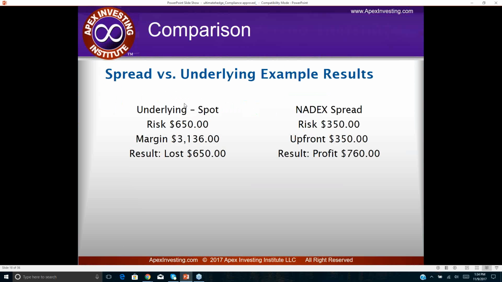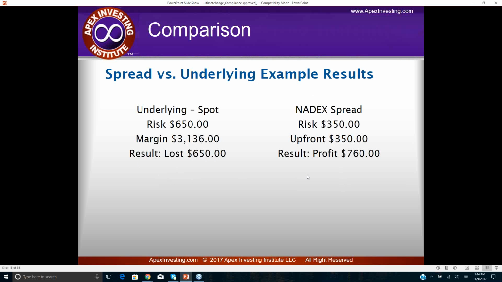How much money did I have to put up in margin to get into that spot Forex trade? I had to put up over $3,100 to get into that trade for Forex. On the Nadex spread, I only had to put up $350. Okay. And what was my result on those two examples? I had my stop loss set for my spot Forex, and I would have lost $650, right? But what was my result on the Nadex spread?